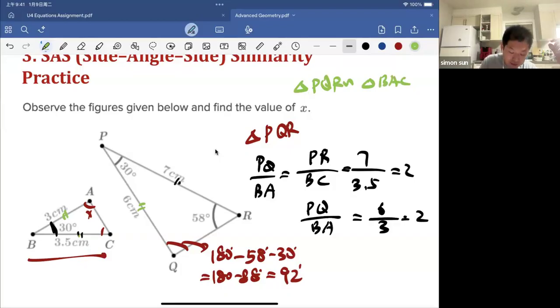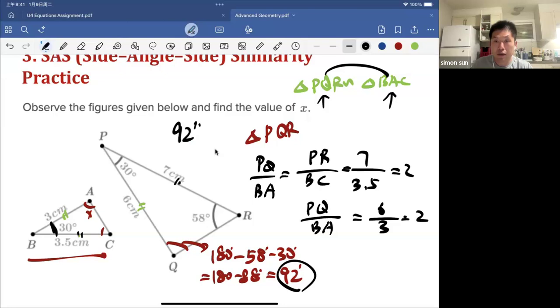Okay, and the X is angle A, which will be equal to angle Q here, which is 92 degrees for this one, right? So for this one, we prove two triangles are similar based on SAS. Then we got the value for X based on the similar triangles PQR. Okay. Any questions?